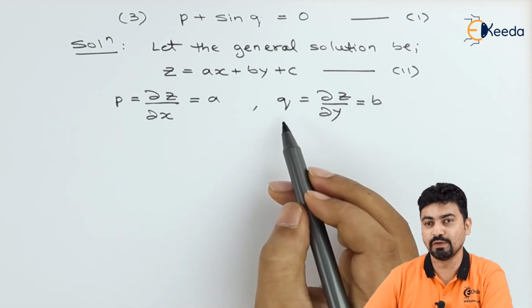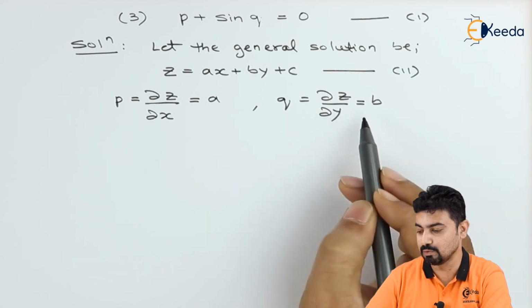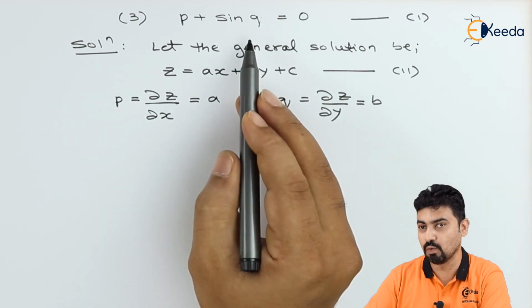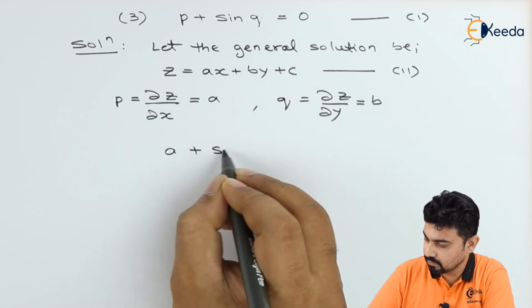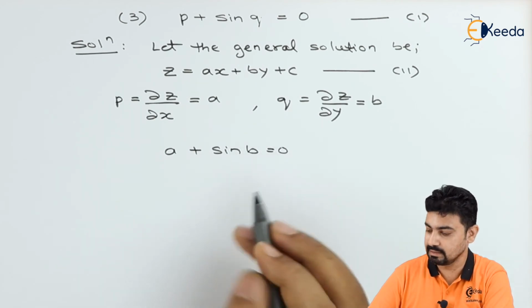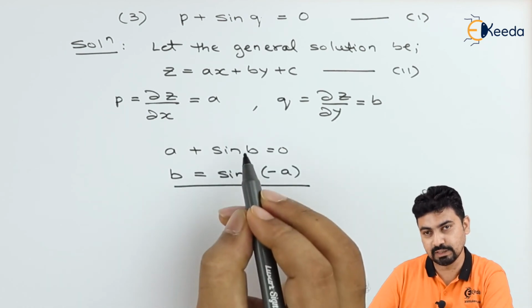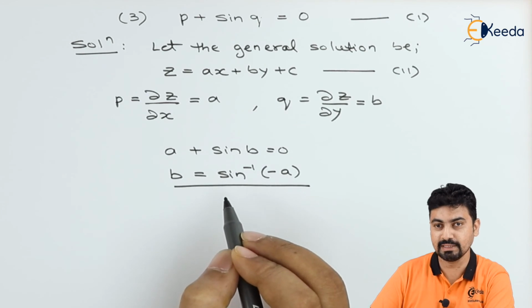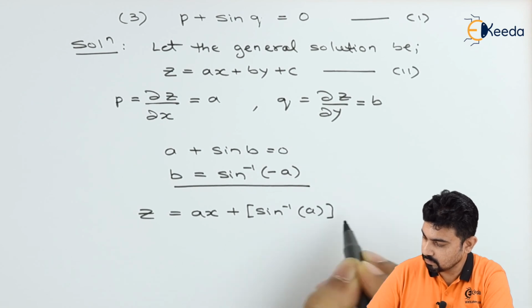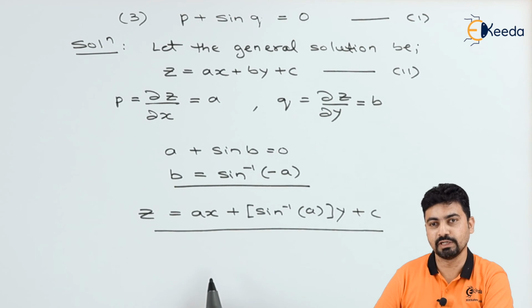To find the value of q, we differentiated z partially with respect to y. We got the answer as b. So q is equal to b. Substituting the values of p and q as a and b in equation 1, we get this. Finally leads us to the value of b as, substitute this value in the general solution, we get the value of z as, this will be our final general solution for the given partial differential equation.